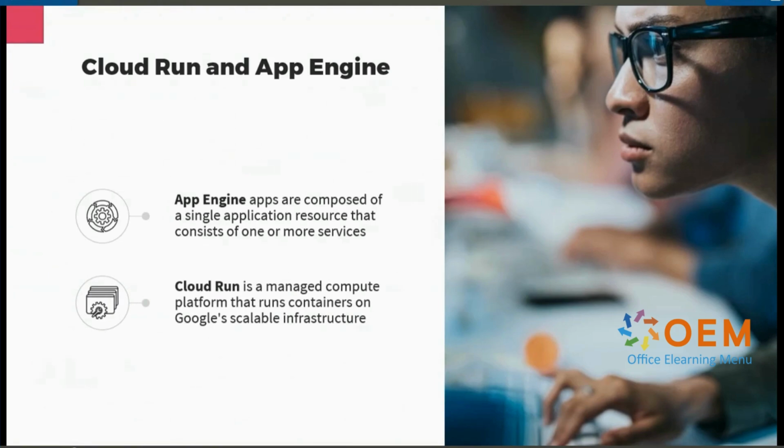On the other hand, Cloud Run is a managed compute platform that runs containers on Google's scalable infrastructure. Cloud Run will really simplify the deployment of containers, and it lets you run your applications in a fully managed environment with very little configuration required. With Cloud Run, you could focus on your applications, knowing it can scale automatically as your traffic grows.